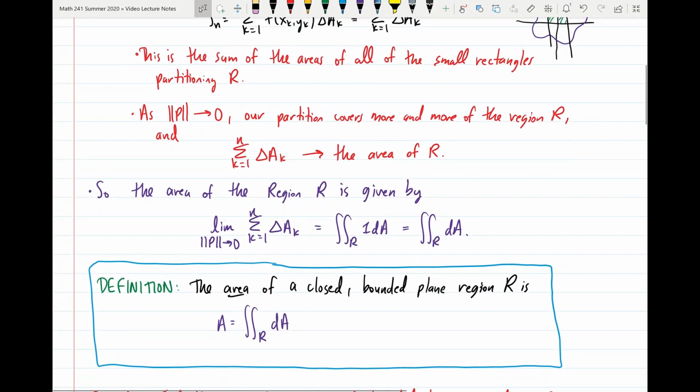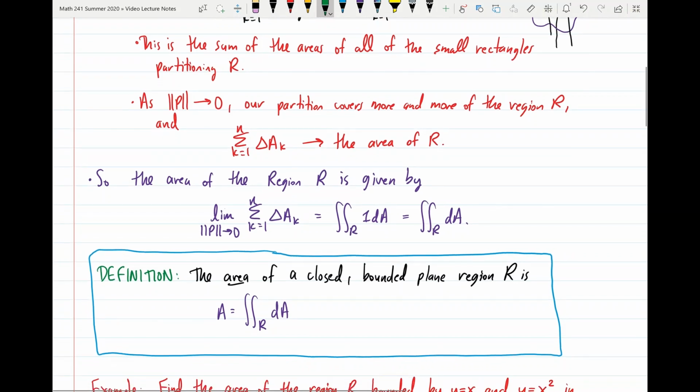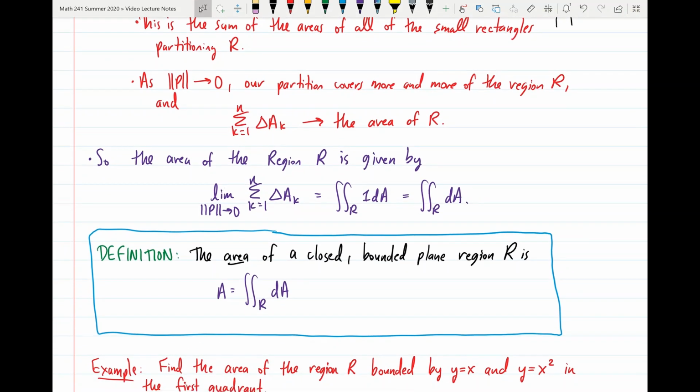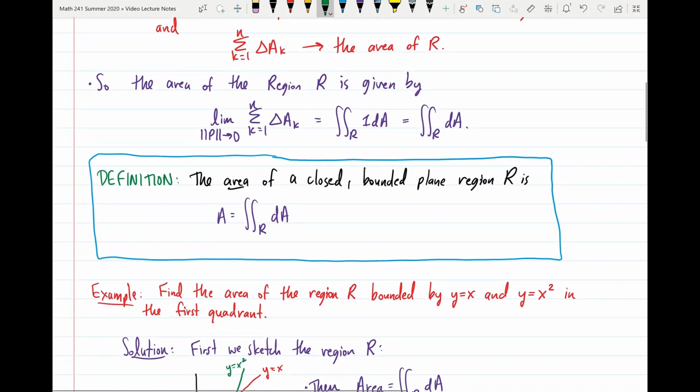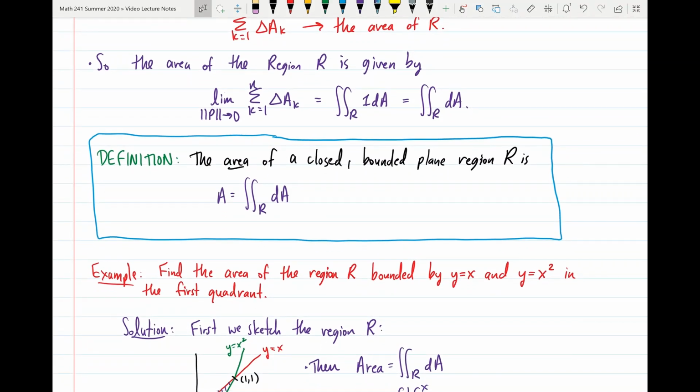So we can say that as the norm of the partition goes to 0, then this sum from k equals 1 to n of the area of the k rectangles is approaching the area of our region R, the actual area, as opposed to the estimated area. And so we can move down to this definition here now of the area of a closed bounded plane region. We say that that area is defined as the double integral of the function 1 over the region R.